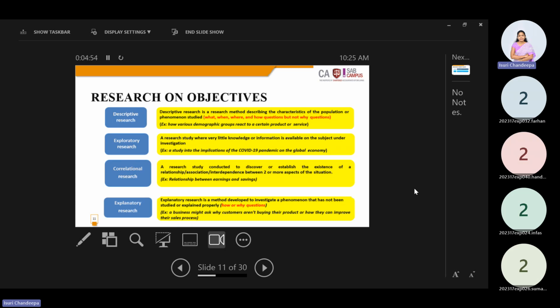What are those 4? What is the first one? Descriptive studies, or descriptive research.